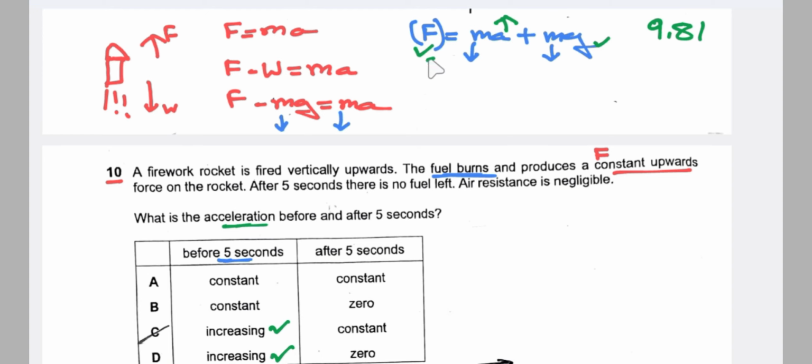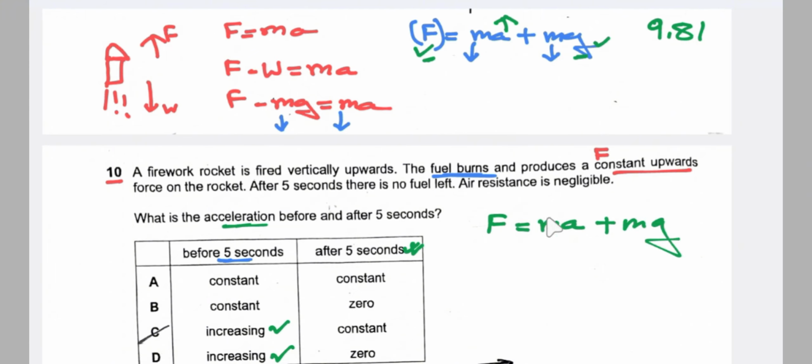That is, as the force is constant, g is constant and mass is decreasing, so to make the left hand side equal to the right hand side, acceleration must increase. Therefore acceleration is increasing. And after the 5 seconds, when all the fuel is used up, forward force is equal to mass times acceleration plus mg. I write this equation.